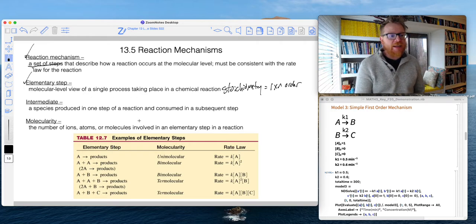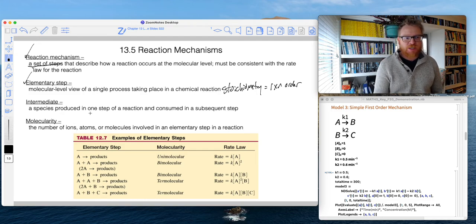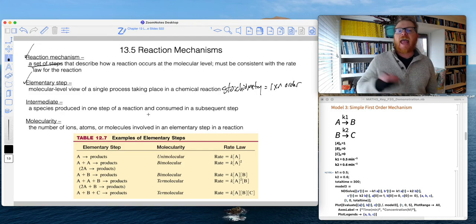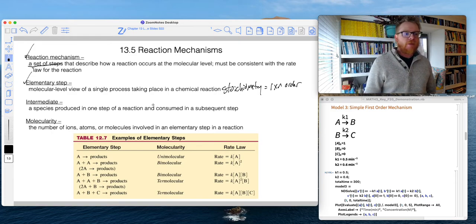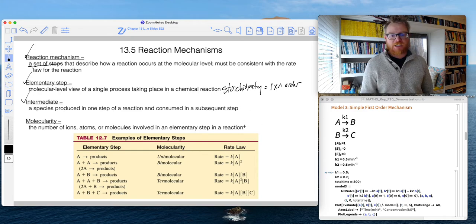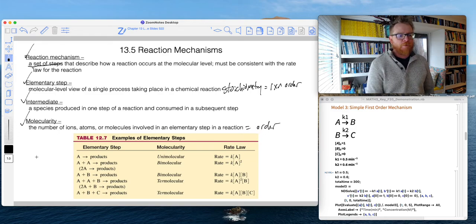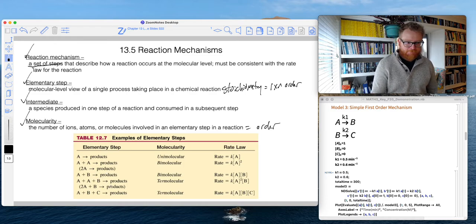So an intermediate is a species that's produced in one step of a reaction and consumed in the subsequent second step. And then finally, molecularity is the number of ions, atoms, or molecules involved in an elementary step of reaction, and this gives us the reaction order. So for example, here we have a bunch of elementary steps, okay? And we're saying we know these are elementary steps. They're single processes taking place.